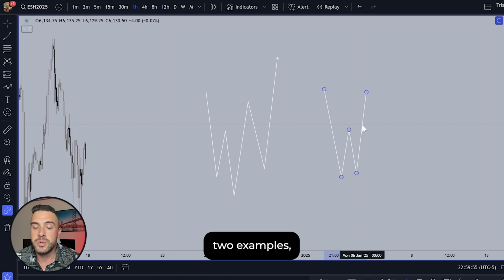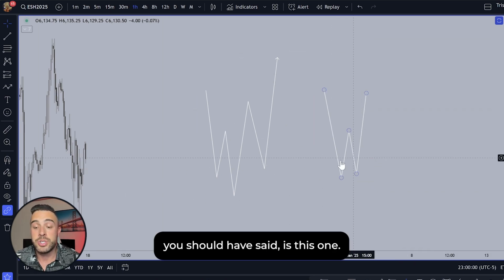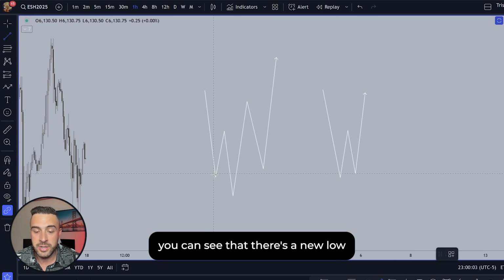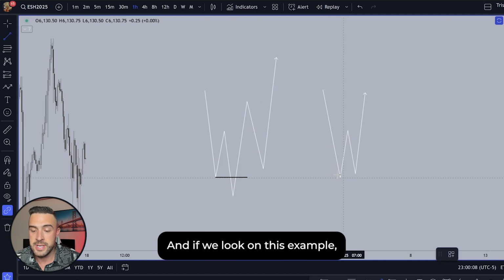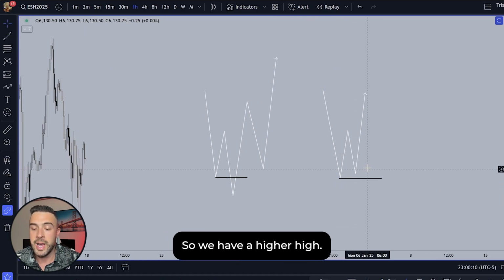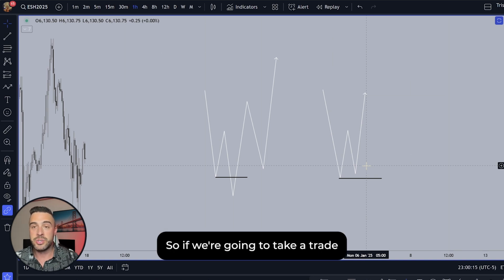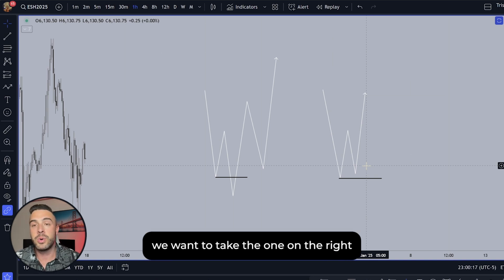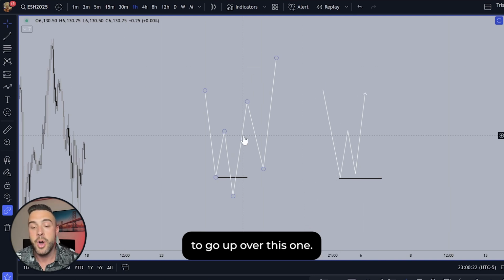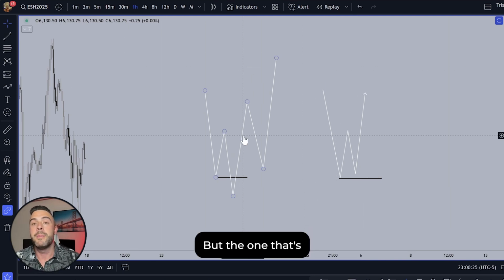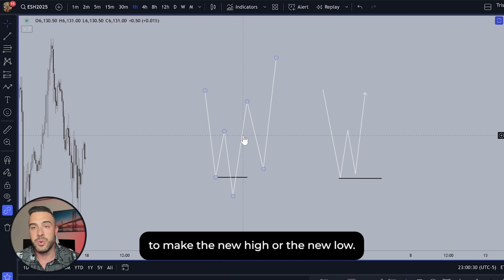So when we look at these 2 examples, which one looks like it is stronger? Well, you should have said it's this one, because if we look right here, you can see that there's a new low formed right here, right? And if we look on this example, there is no new low formed. So we have a higher high. So it tells us that there's inherent strength on ES. So if we're going to take a trade out of these 2 examples, we want to take the one on the right because there's strength in here. So it tells us that it's likely to go up over this one. They're both probably going to go up, but the one that's going to have more of a volatile big movement is the one that failed to make the new high or the new low.